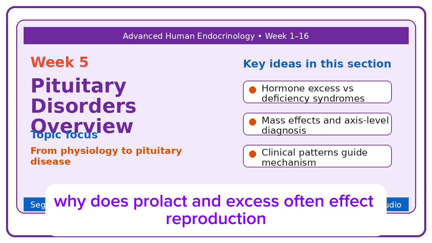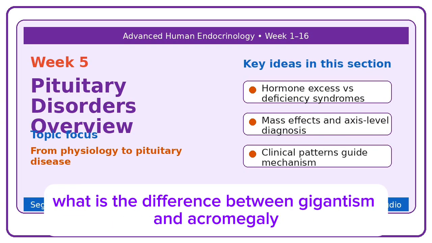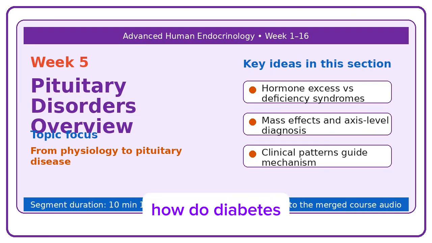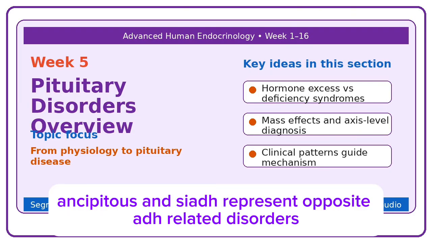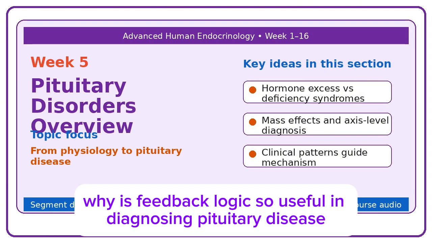Why does prolactin excess often affect reproduction? What is the difference between gigantism and acromegaly? How do diabetes insipidus and SIADH represent opposite ADH-related disorders? Why is feedback logic so useful in diagnosing pituitary disease?